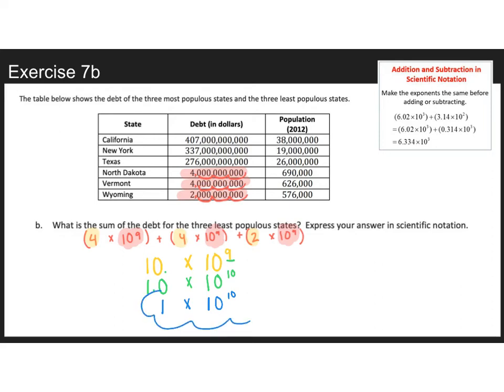And that is our answer in scientific notation, 1 times 10 to the 10th. Give you a second to write that down, and I'm going to show you what that number actually looks like. You don't have to write this part. This number would be 1, 2, 3, 4, 5, 6, 7, 8, 9, 10. So this is the sum of all those debts of those least populous states. Okay, make sure you have it down, and we'll move forward to the next example.